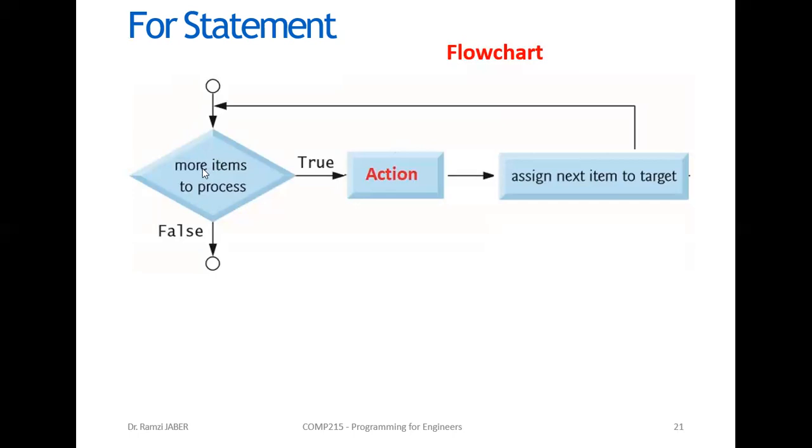We have the condition where, while more items exist inside the sequence or list or range to process, it's true. Make your action, assign the next item to the target, and repeat and repeat. So the condition inside the for loop in Python is different in the condition part. While there is an item inside a list or sequence or range, it's true, else false.